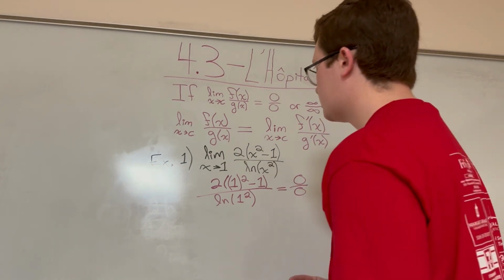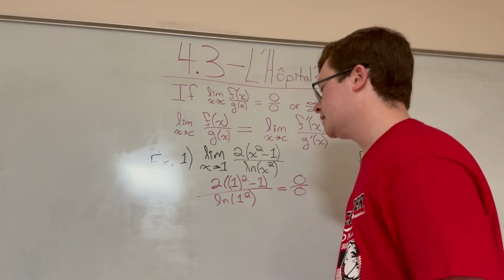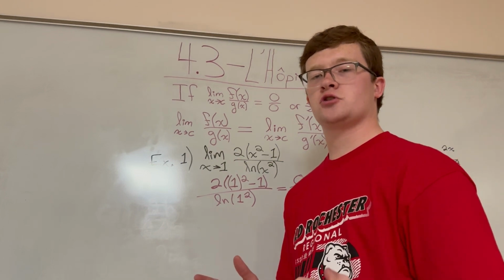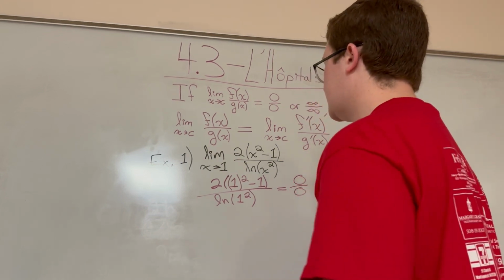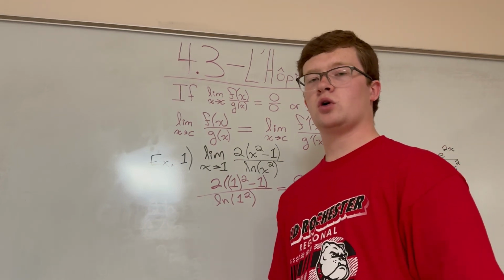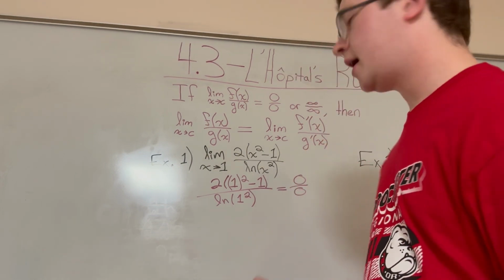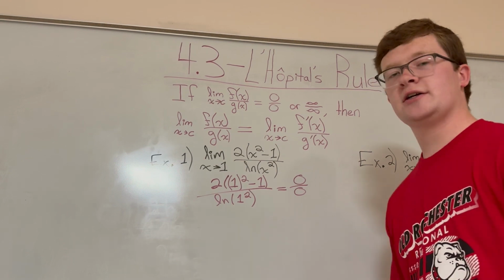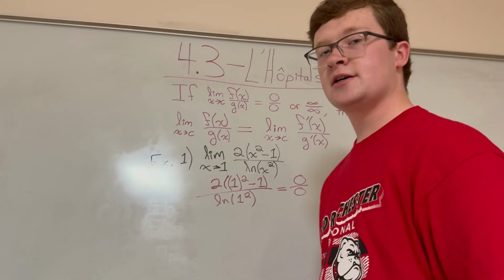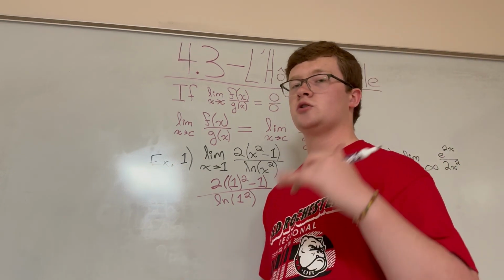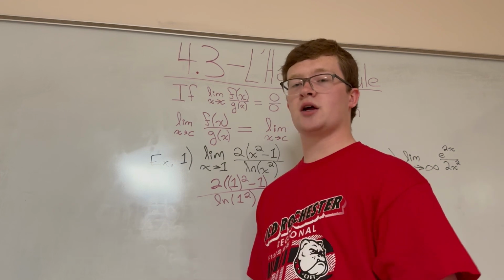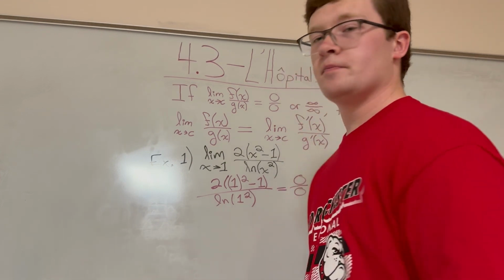If you remember your natural log properties, you'll see that natural log of 1 squared, or natural log of 1, is 0. And of course, 1 squared minus 1, or 1 minus 1 times any number, is going to be 0. So up top, we have a 0. On the bottom, we have a 0. As L'Hopital's rule tells us, that means we have to use L'Hopital's rule, derivative of top, derivative of bottom, to find this limit. So I'm going to pause for a sec.